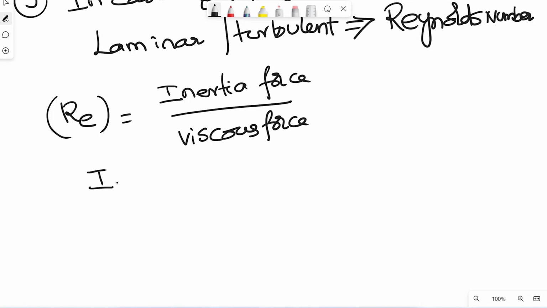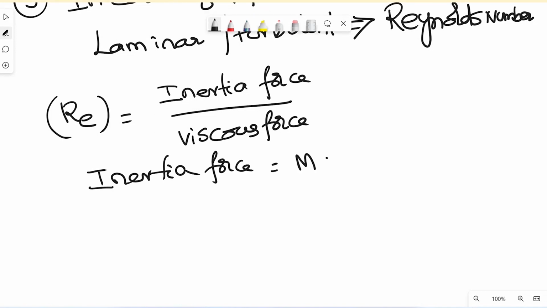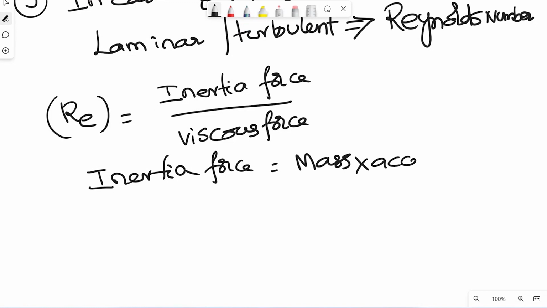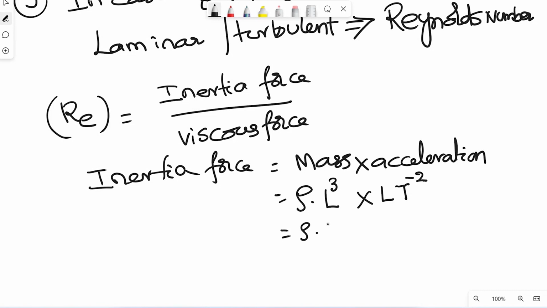And what is inertia force? Inertia force is equal to mass into acceleration. Mass is equal to rho into volume, and the dimension is rho L cube. Acceleration is LT minus 2. So if I take one more L into it, rho L square into LT minus 1 whole square. So it is rho L square V square.